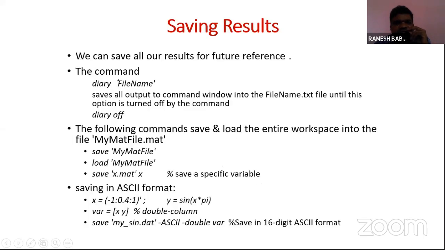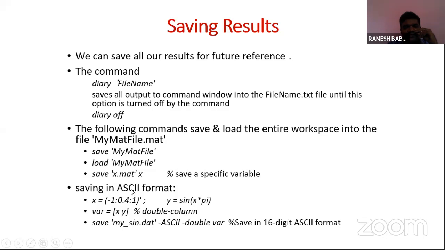Then how to save this one? We can use various commands and a file name. This is the normal diary command, which keeps all the script file as text. Then my mat file: it will save the specific variables, whatever variables you want, and that variable data itself can be stored. And the ASCII option will save in 16-digit ASCII format, and normally it is a dot dat file.